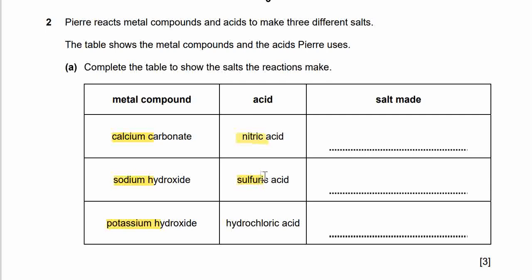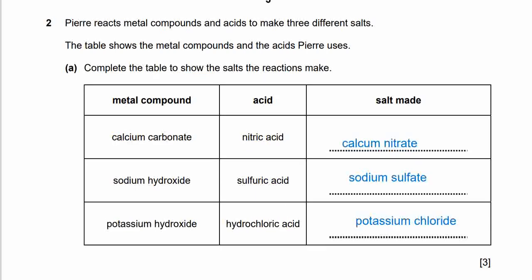Sodium with sulfuric acid becomes sodium sulfate. Potassium with hydrochloric acid becomes potassium chloride. So let's type that down in the answer. Here we go, we type it down: calcium nitrate, sodium sulfate, and potassium chloride.